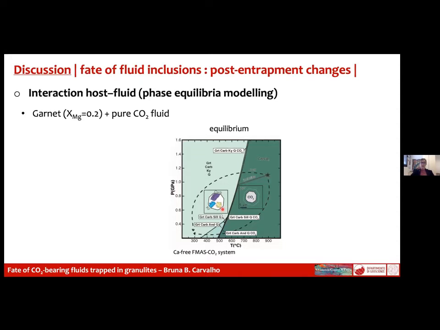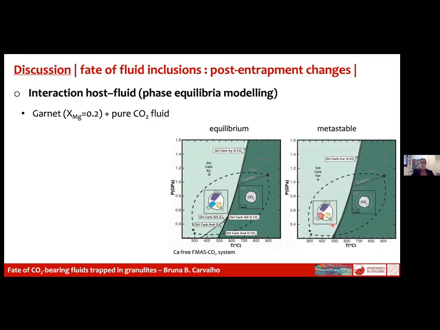And fluid inclusion studies and melt inclusion studies often report the presence of metastable phases in those tiny cavities, and metastability is indeed considered to rule in those inclusions. So when we consider a metastable system, we see that the fluid would form carbonate, corundum, and quartz.